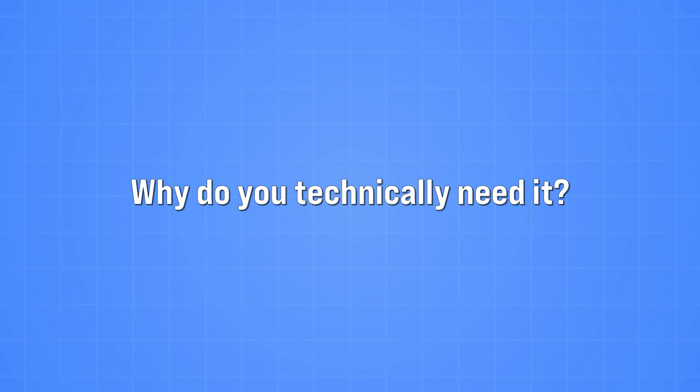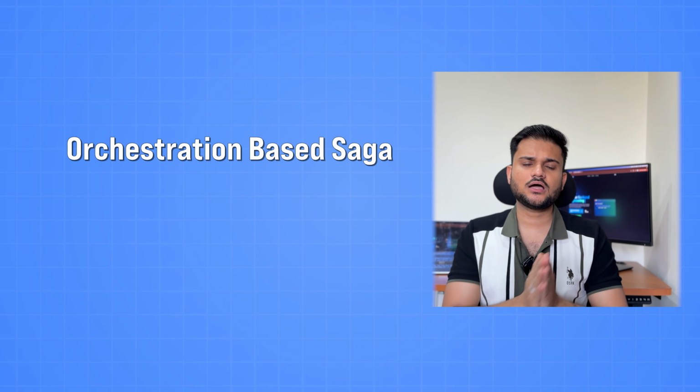We'll try to talk about concepts around distributed transactions. What are distributed transactions? Why do you technically need them? What is a two-phase commit? How exactly does SAGA work? Orchestration-based SAGA, choreography-based SAGA, and then we'll technically implement a project around it.